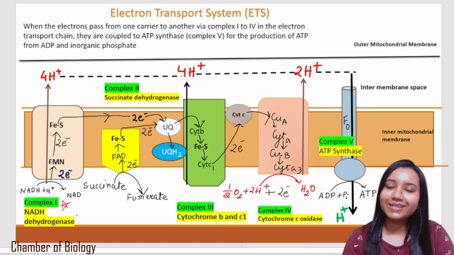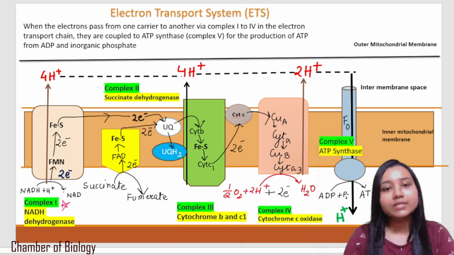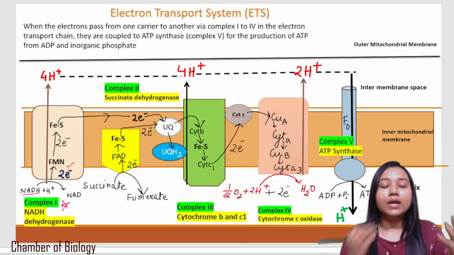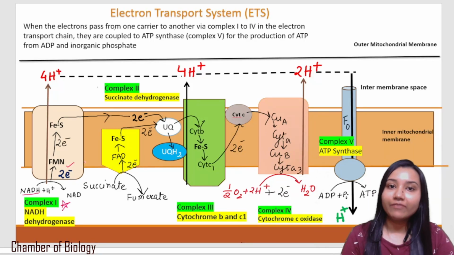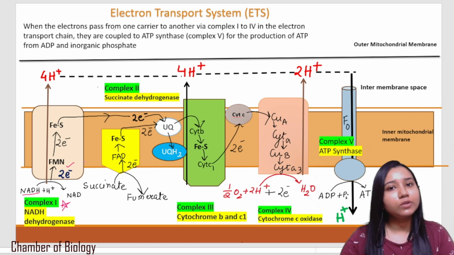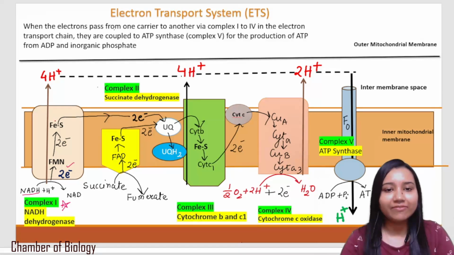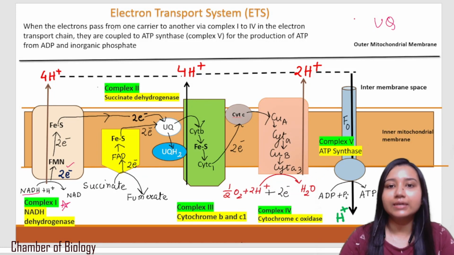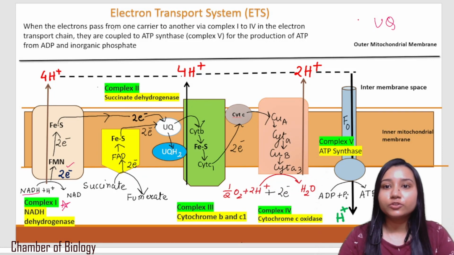So complex 1, that is NADH dehydrogenase, is going to oxidize our NADH, and as NADH is oxidized, it is going to release 2 electrons. The electrons go to FMN, that is flavin mononucleotide, and then to the iron sulfur cluster. This is FeS, the iron sulfur cluster, and finally it is going to the ubiquinone. The ubiquinone that you can see here is a mobile electron carrier.